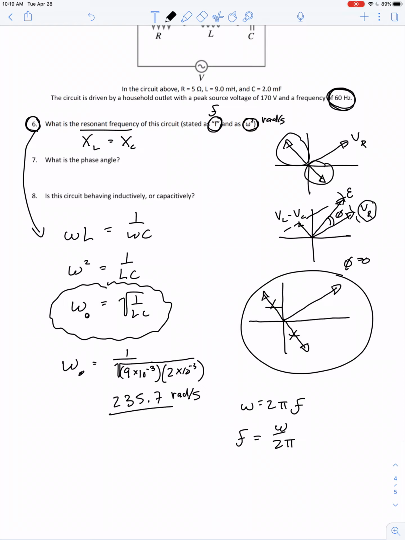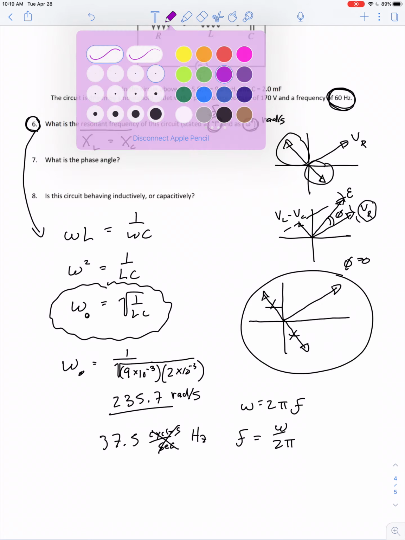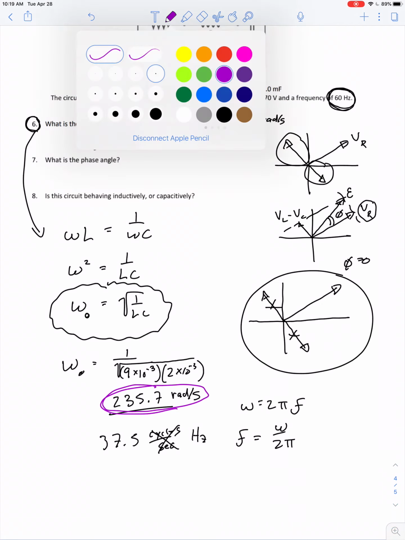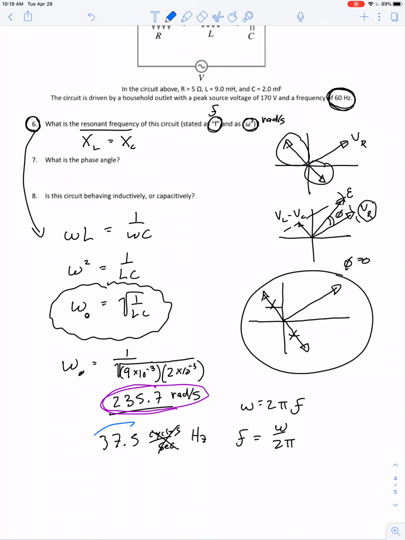So if we divide 235.7 by 2 pi, we get a frequency of 37.5 cycles per second, better known as a hertz. So these are equivalent: 235 radians per second corresponds to 37.5 hertz. Both of those would be a way of stating the resonant frequency.